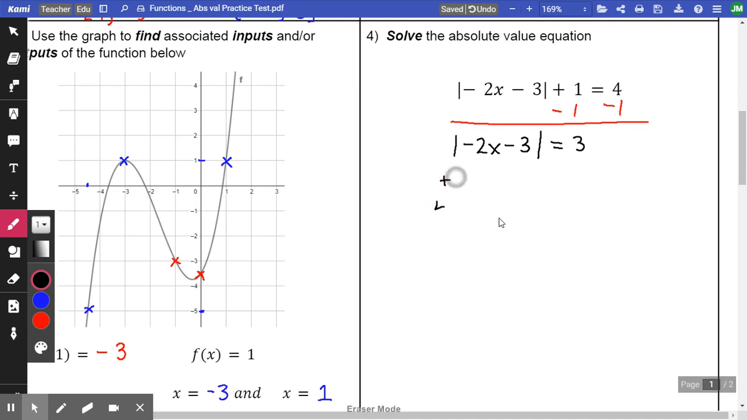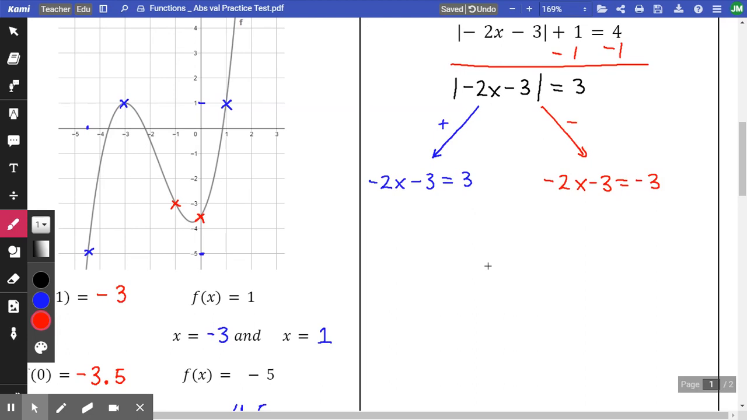Once this is isolated, now I can split this into the positive solution. Let me use different colors instead. So let's call this the positive solution, where we take negative 2x minus 3, the inside of the absolute value, and set it equal to the positive 3. And then the negative solution is negative 2x minus 3 is equal to negative 3. So this accounts for both of my solutions.